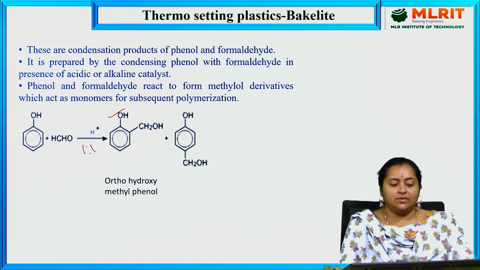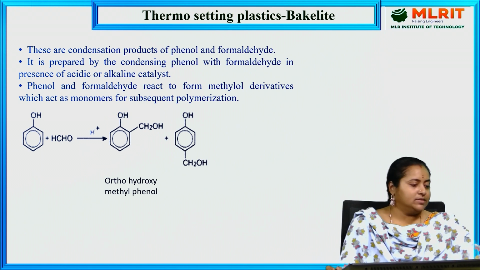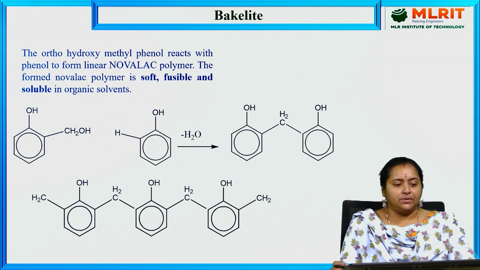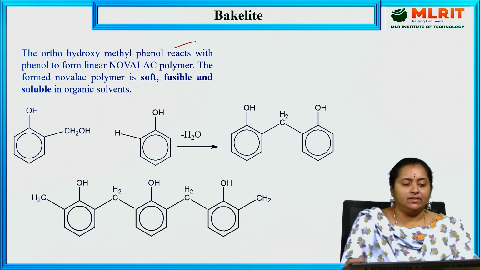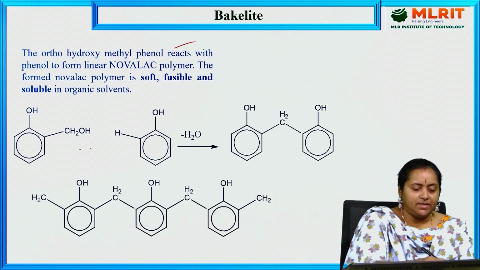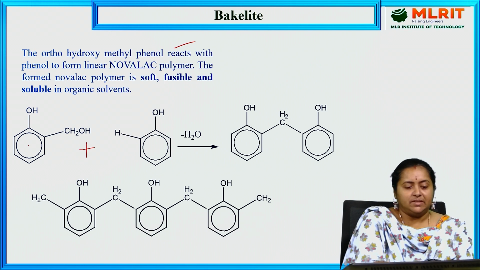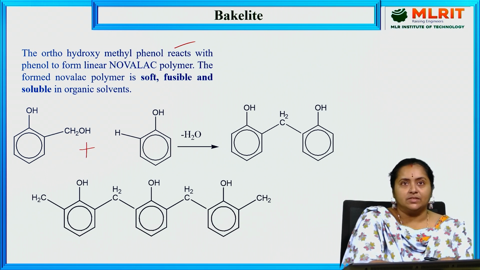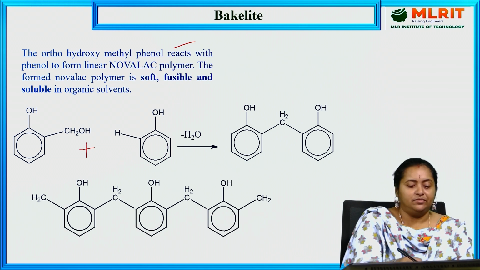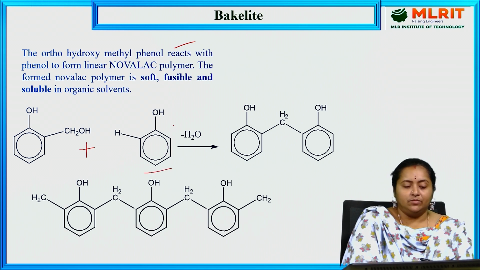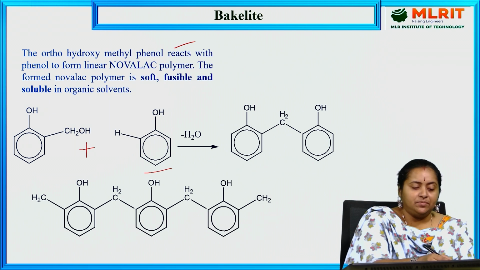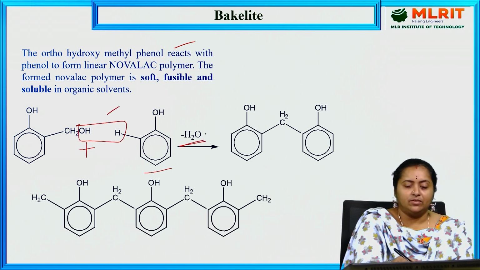So as a result, we will get orthohydroxymethyl phenol as a product. This orthohydroxymethyl phenol is able to react with phenol. If the orthohydroxymethyl phenol that was produced in step 1 is taken in n moles and treated with n moles of phenol, that is the first monomer, then what will happen? Due to the condensation polymerization reaction, elimination of a water molecule will take place.